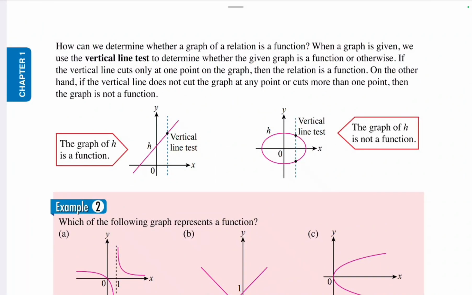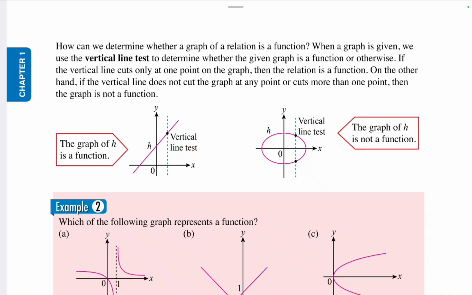Okay, now look at here. How can we determine whether a graph of a relation is a function? When a graph is given, we use the vertical line test to determine whether the given graph is a function or otherwise. If the vertical line cuts only at one point on the graph, then the relation is a function. On the other hand, if the vertical line does not cut the graph at any point or cuts more than one point, then the graph is not a function.